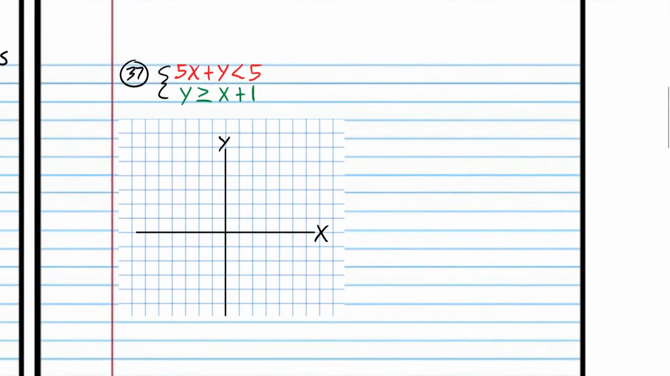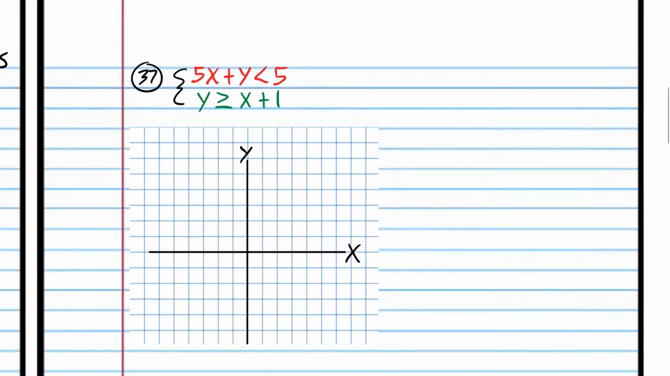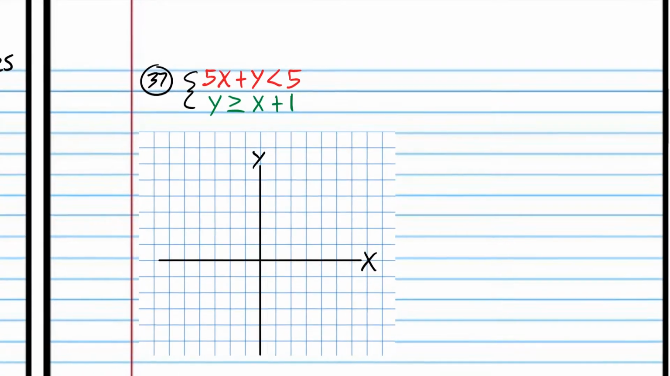Now you can try this one on your own if you want, or you can do this with me. But we're going to do one more after this, just to make sure you got it. So we're going to go a little bit faster here. So here we have standard form. We're going to let x equals 0 and y equals 5. And we're going to let y equals 0 and x equals 1.